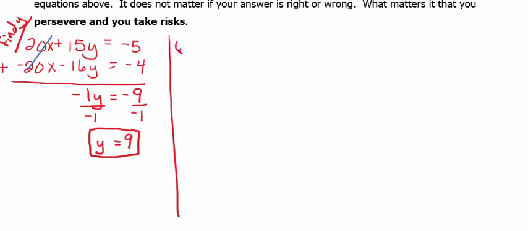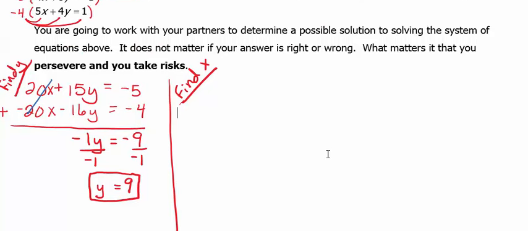Now we will find x. Okay, so finding x here, it does not matter which equation I use, equation 1 or equation 2, but I do plan to use one of the original equations. So what I will do is use the 4x plus 3y equals negative 1. That's equation 1. I know that y is 9, so down here I'm going to color code this.